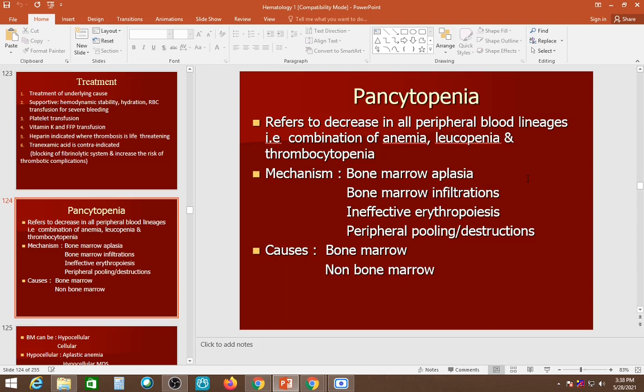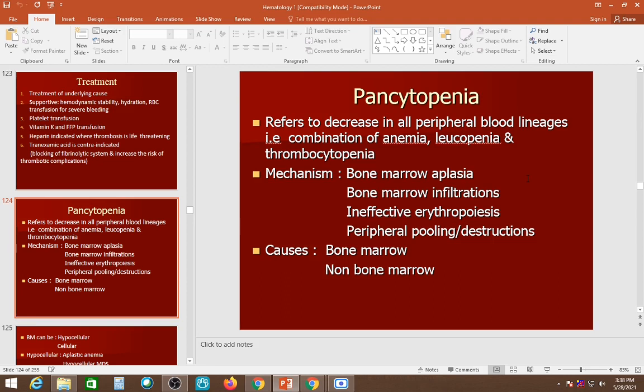Or it can be because of a hypoproliferative defect, meaning the bone marrow is not producing at all. So ineffective erythropoiesis can also cause pancytopenia, and so can peripheral pooling or destruction. This is the mechanism of pancytopenia. It can be because of bone marrow aplasia or infiltration, ineffective erythropoiesis, or peripheral pooling or destruction.